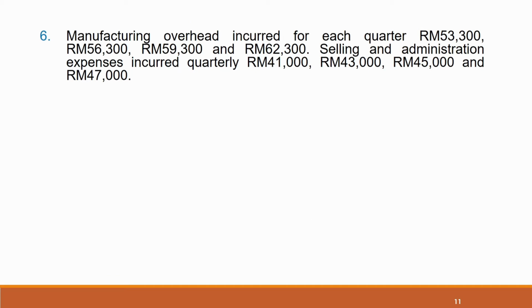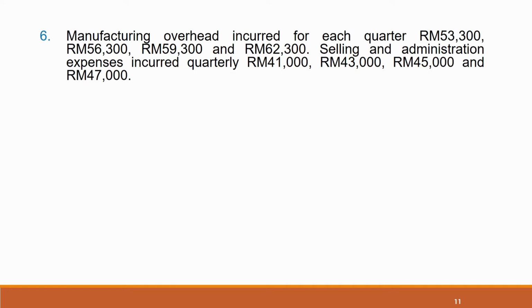Number 6, manufacturing overhead incurred for each quarter. The first one, Rm 53,300. The second one, Rm 56,300, Rm 59,300 and Rm 62,300. And this one we have to record in the cash disbursements or cash payments.